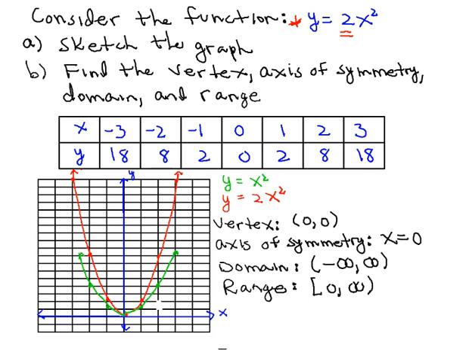So in general, if you multiply the x squared in the equation y equals x squared by a constant whose absolute value is greater than 1, then that will stretch the graph vertically by a factor of whatever the constant is equal to.